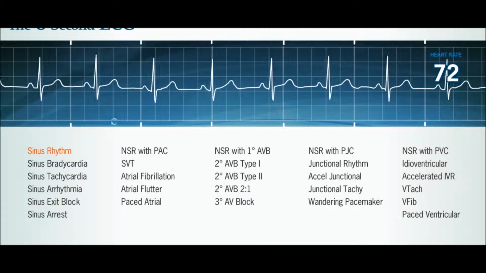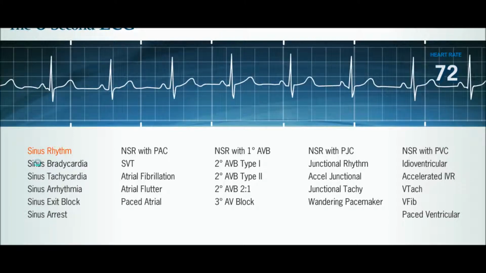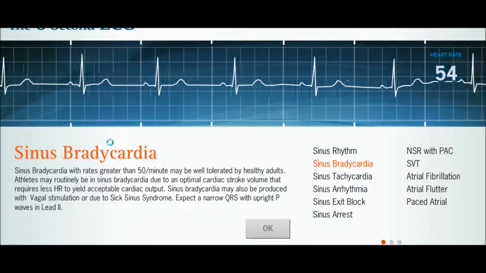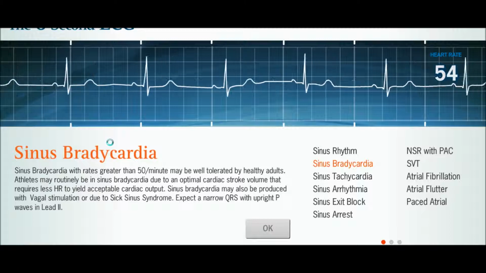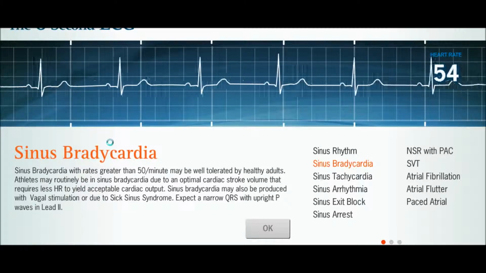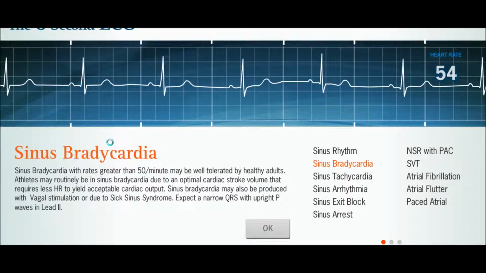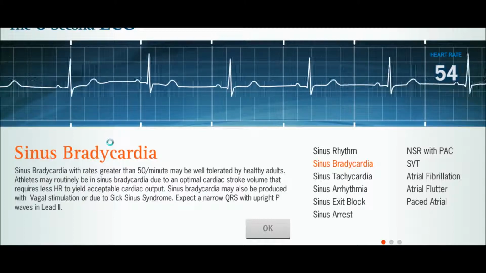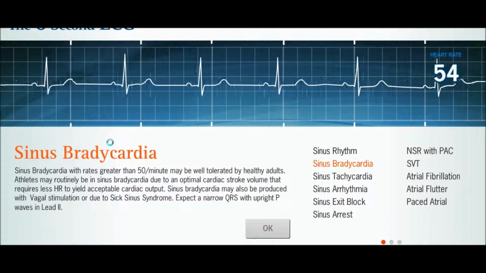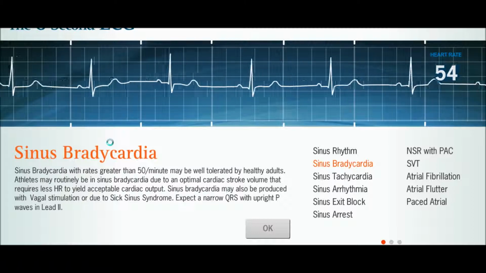We'll start with the first pathologic rhythm. First off, we're just going to start with something easy. This is a sinus bradycardia. So what is a sinus bradycardia? Well, it's essentially a normal sinus rhythm, but at a rate less than 50 beats per minute. This isn't necessarily pathological. It can be normal in athletes or people who have a normal low resting heart rate. It's only pathological when it causes symptoms such as lightheadedness, passing out, things of that nature.